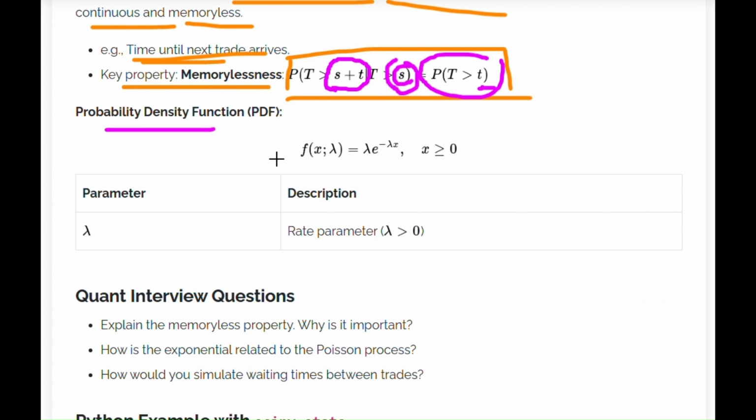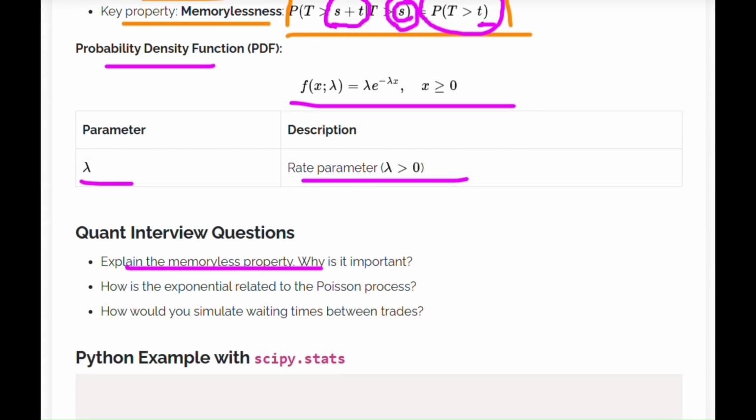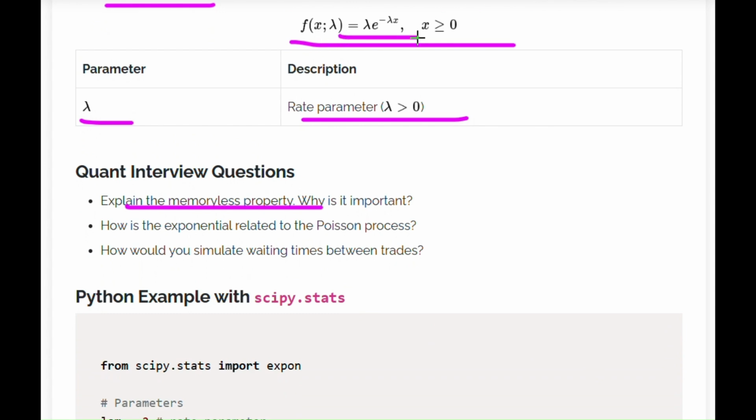The probability density function is given by lambda e to the minus lambda x, parameter lambda. Explain the memorylessness property, a common question. Why is it important? As we already just discussed, what's the memorylessness property here? How is exponential related to Poisson process? Poisson models counts of events, and exponential is the time between those events. How would you simulate waiting time between trades? You would sample the points from an exponential distribution.